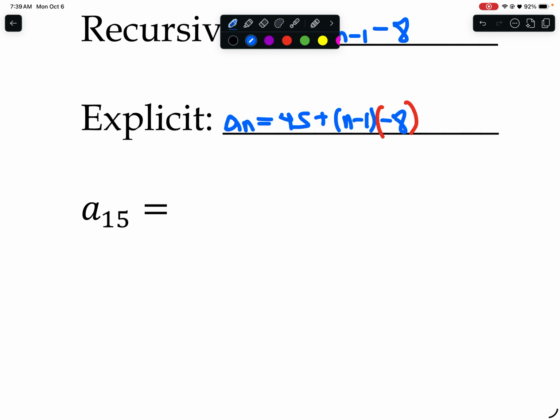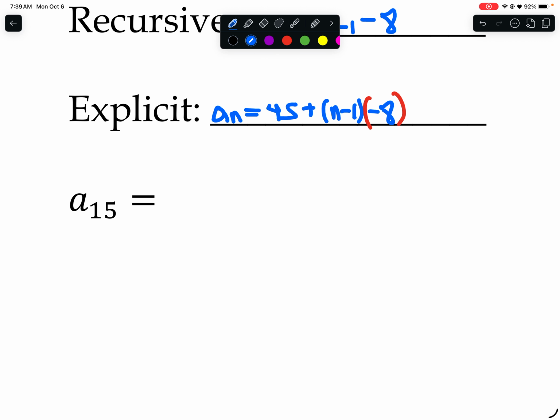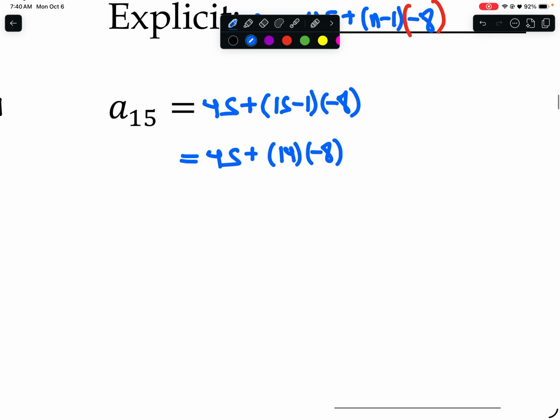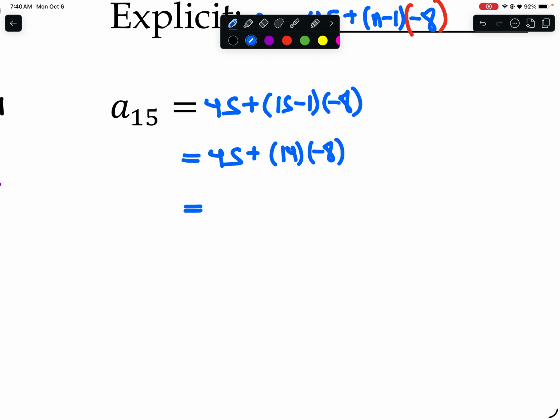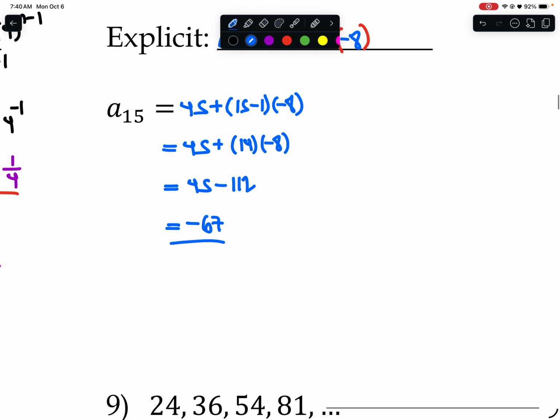So if I want to plug this in, actually let's try to do this by hand. We want to find the 15th term. So we want 45 plus 15 minus 1 times negative 8. So 45 plus 14 times negative 8. 14 times negative 8, let's see, that's negative 112. So 45 minus 112, and when I subtract, that should give us negative 67. Ta-da.